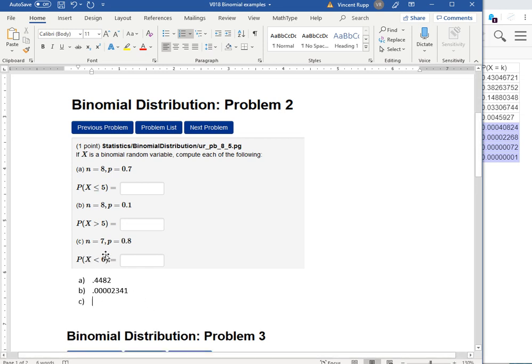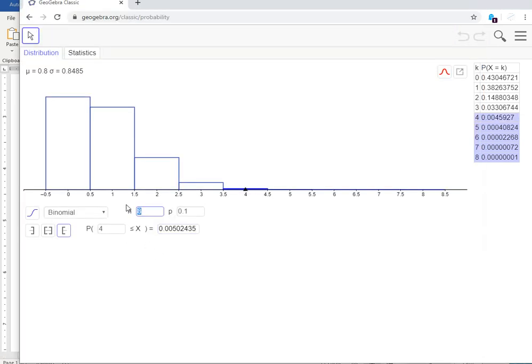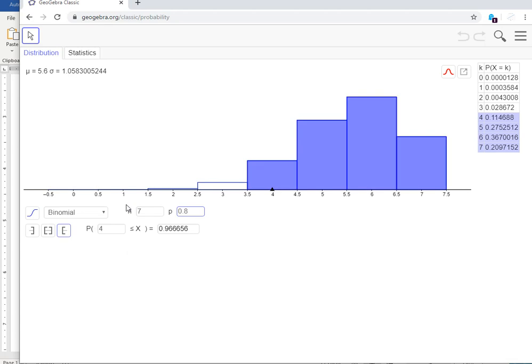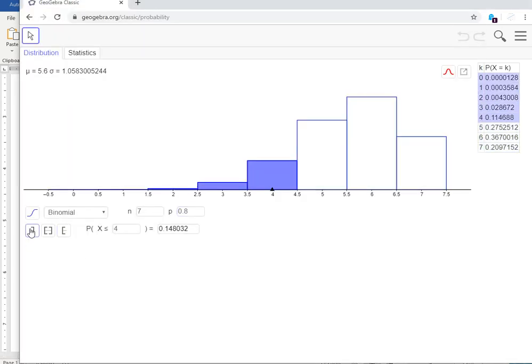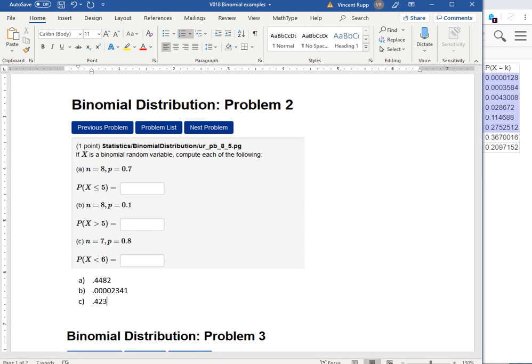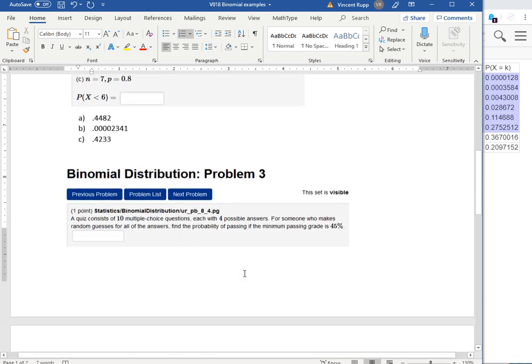For letter C, n equals 7, p equals 0.8. And then x is less than 6. So less than means lower tail. Less than 6, not less than or equal to, means you have to start at 5. So 0.4233 will probably be fine here for that one.